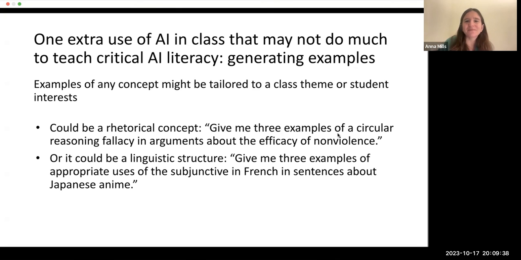I'm looking at the chat. That's interesting. So this question is, how does it affect the student's sense of the authority of the teacher as opposed to the language model?